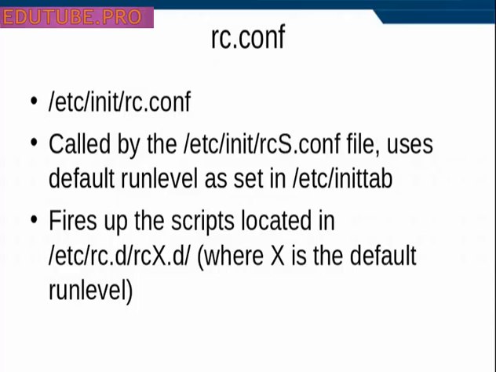The /etc/init/rc.conf file gets called up by the /etc/init/rcS.conf file and uses the default run level that is picked up from the /etc/inittab file. The rc.conf file then uses that run level number to determine which run level scripts to start from the /etc/rc.d/rcX.d directory, where X is the system run level from the /etc/inittab file.